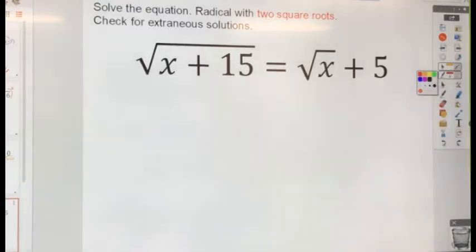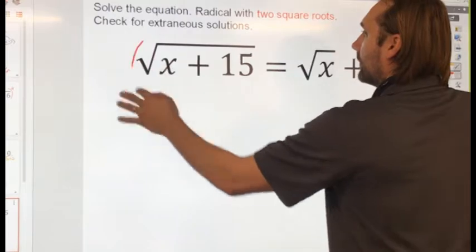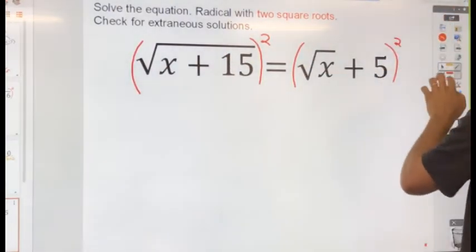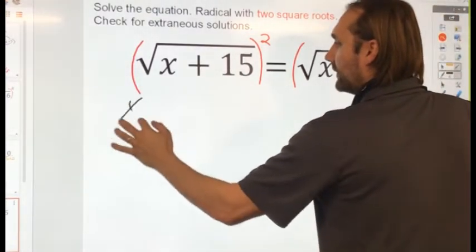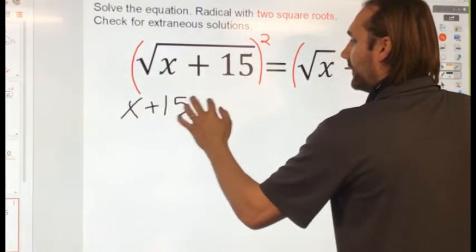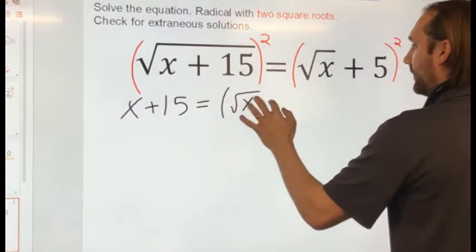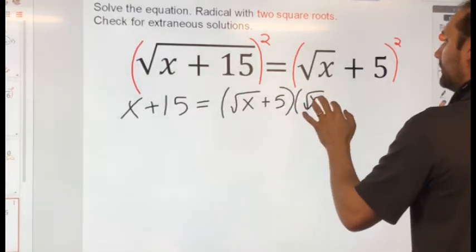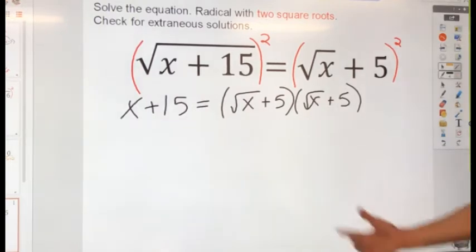So the steps are the same. I'm going to square both sides. Square, square. Now, unfortunately, this side is okay. That radical disappears. But I need to rewrite this as the square root of x plus 5 times the square root of x plus 5. So you see what's going to happen now. Now I need to start multiplying my radicals.